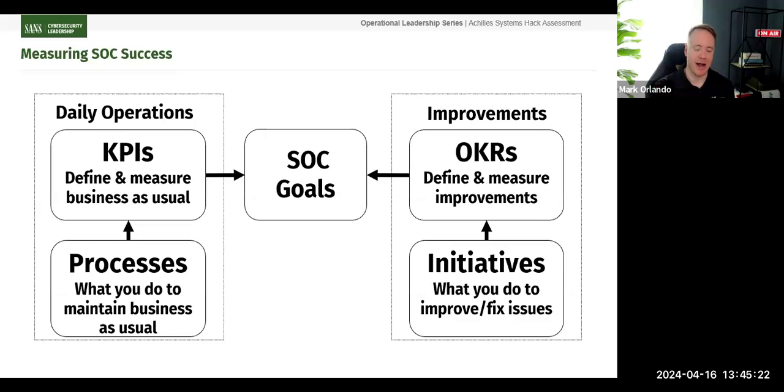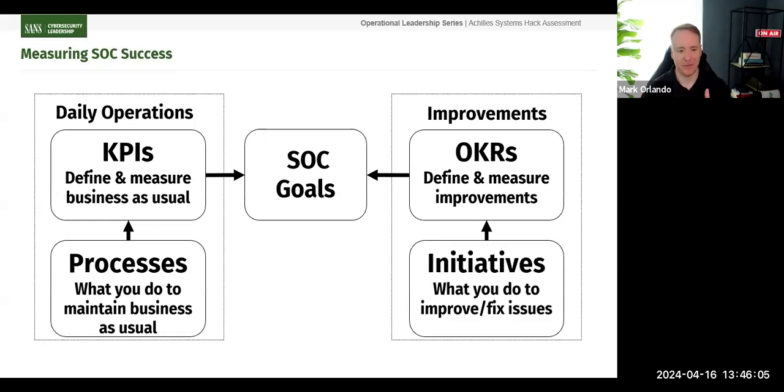So we want to make sure that we're tracking the success of our brand new SOC. And that means tracking both daily operations, right? Those detection, investigation, triage, all those ongoing operational tasks that are happening all the time. We want to measure those. We also want to measure any project work and improvements that we're making in the wake of our incident. So we can use KPIs, or key performance indicators, to track those ongoing operational activities. And we can use OKRs, or objectives and key results, to measure improvement initiatives. We need both of those in order to measure whether or not we are achieving our goals, right? Measure success in the SOC.